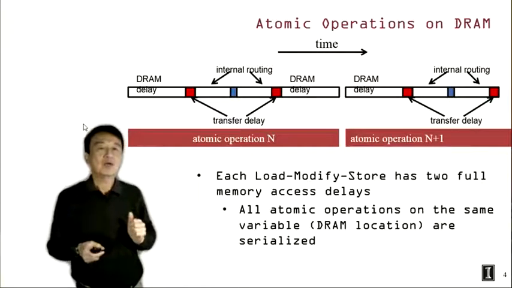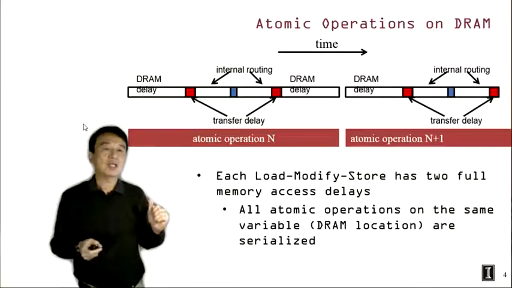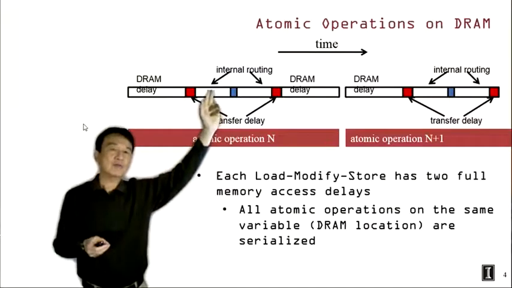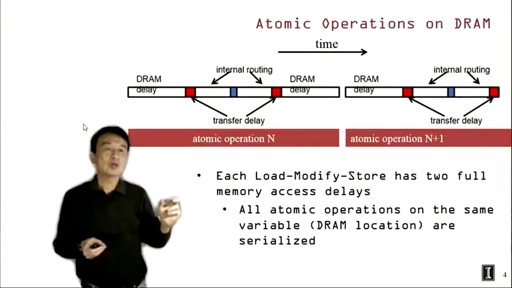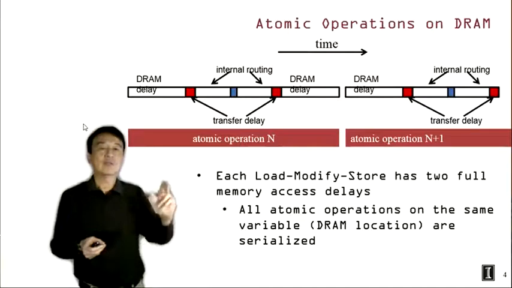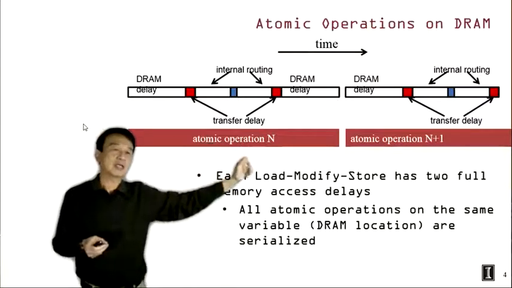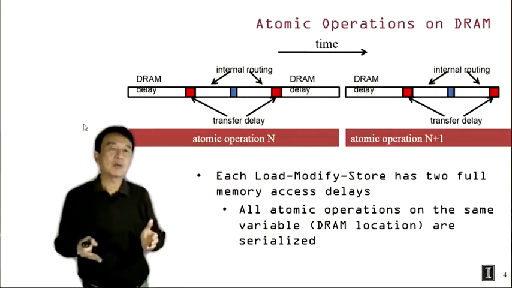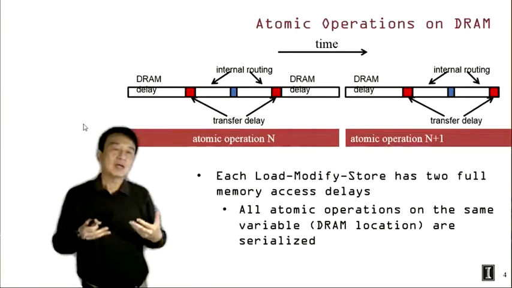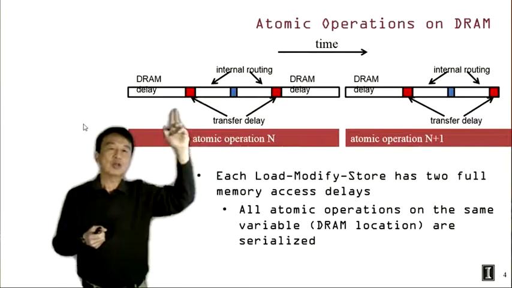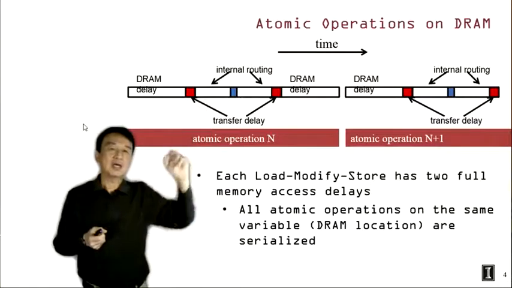Let's look at atomic operation timing on the DRAM. In this picture, time goes from left to right, and we show two atomic operations that operate on the same memory location: atomic operation n and atomic operation n plus 1. These could be performed by different threads in a thread block, or by different threads in different thread blocks. For each atomic operation, we show a breakdown of timing on top.